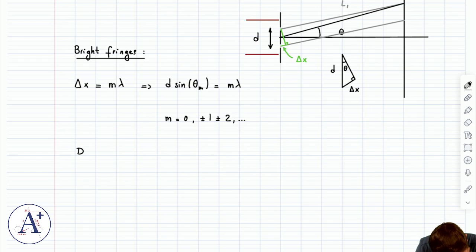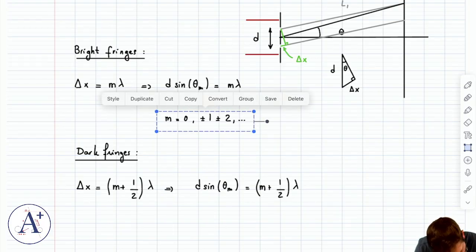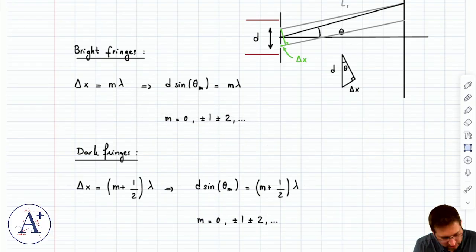And then for dark fringes, the angles at which we're going to find dark fringes on the screen are going to be given by delta x equal to (m plus 1/2) lambda. Okay, so that's d sine theta sub m equal to (m plus 1/2) lambda. For m, same thing as before: 0, plus or minus 1, plus or minus 2, and so on and so forth. But you need to know that delta x is d sine theta, otherwise basically you're not going anywhere.